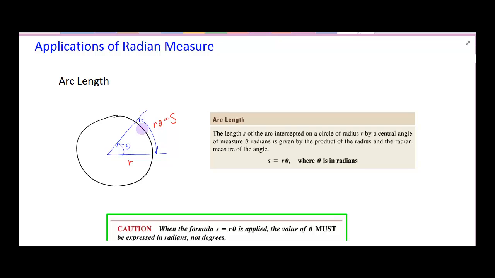Think of this kind of like perimeter for trigonometry. So this is the formula that we would use. Here's the formal definition of it over here. The one thing you want to make sure of when you're dealing with arc length is that theta is in radians. So let's look at an example.